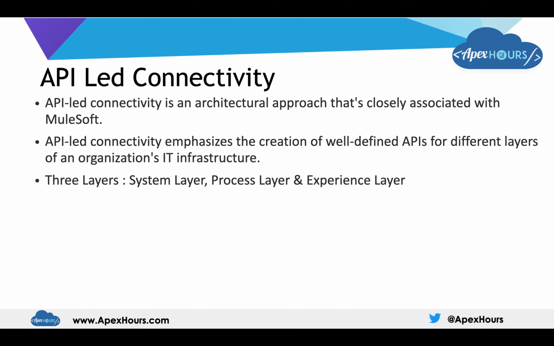We have segregated these APIs into three layers: the system layer, the process layer and the experience layer. Very simple. All you need to know is that there are three layers in the API-led connectivity approach, and whatever APIs we develop, we call them either a system API, a process API or an experience API. How can I call a particular API a process API, or an experience API? I will show you in the next slides. But for now, you have to understand that API-led connectivity is a concept that came up to define these APIs and which category they fall into.